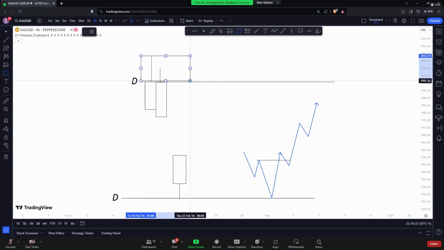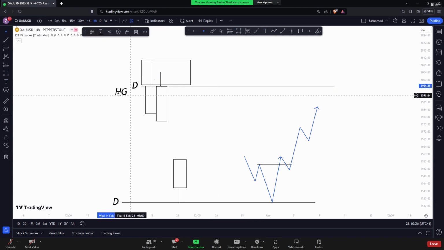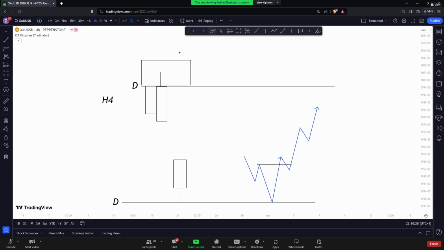In these wicks, you're gonna go one time frame lower to the H4, and look for the extreme fresh level in here. So you're gonna have another A level on the H4. That is the one you're gonna be executing your trade in.